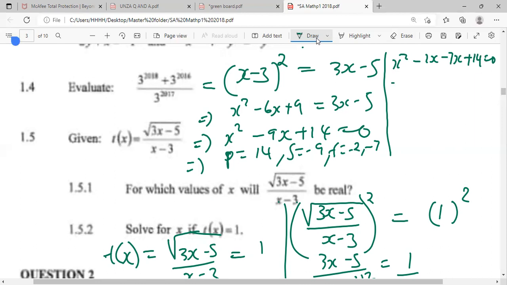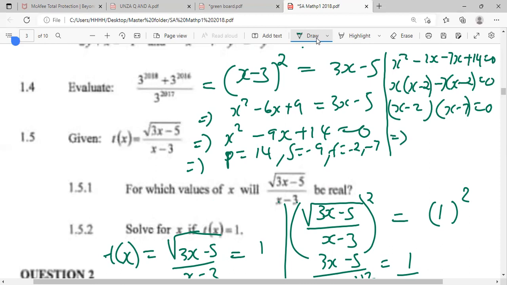So x, open bracket, x minus 2. Here, what is common? 7, x minus 2 is equal to 0. Again, what is common here is x minus 2, then x minus 7 is equal to what? 0. So this implies that x is equal to 2, or x is equal to what? 7.